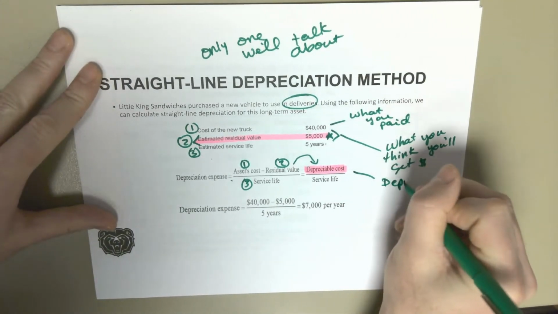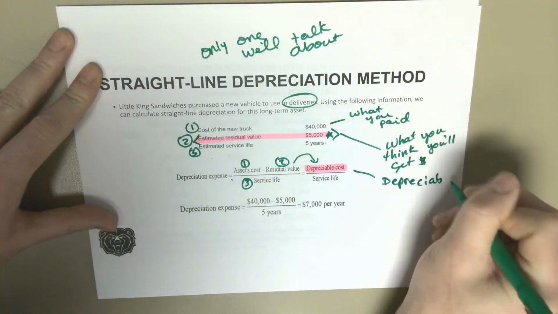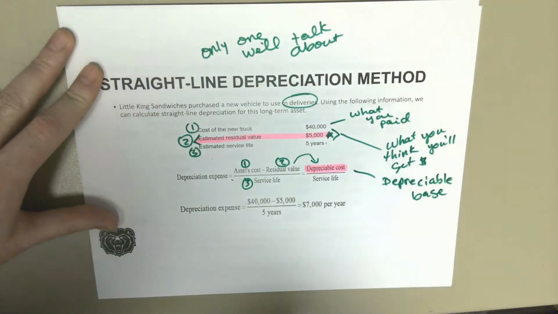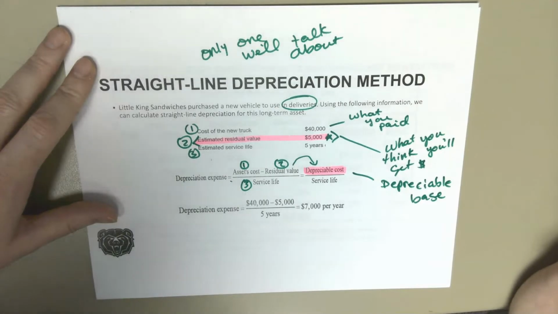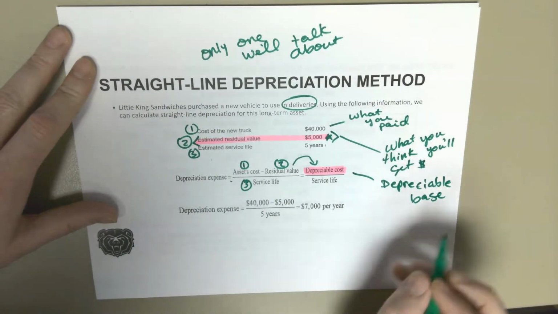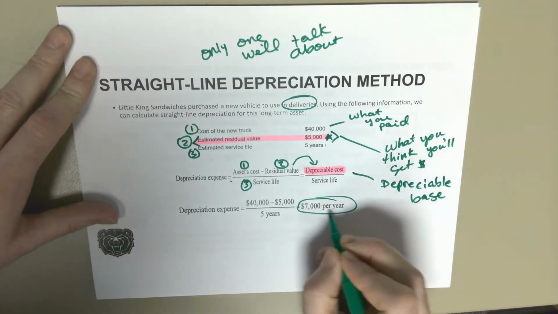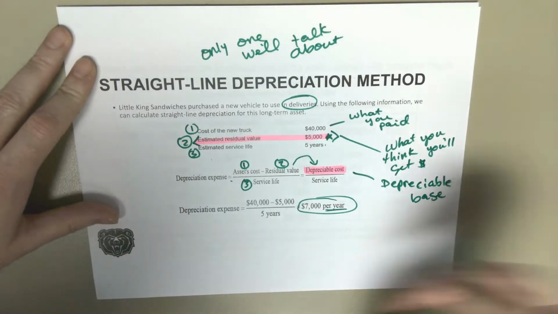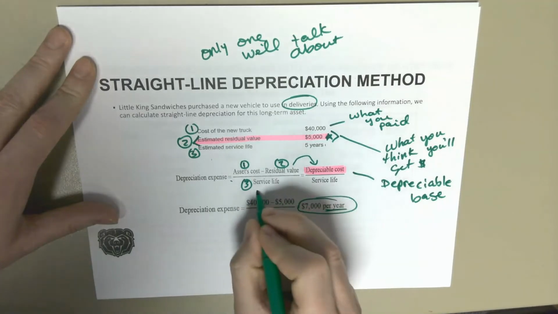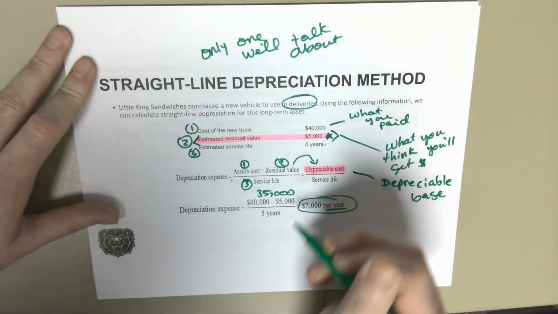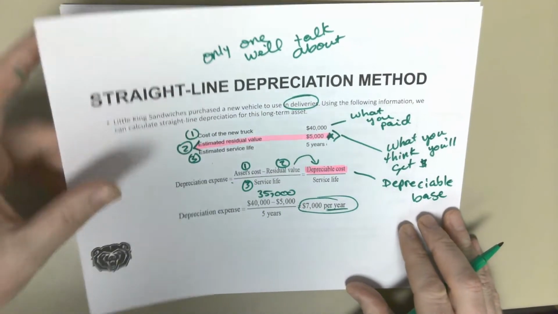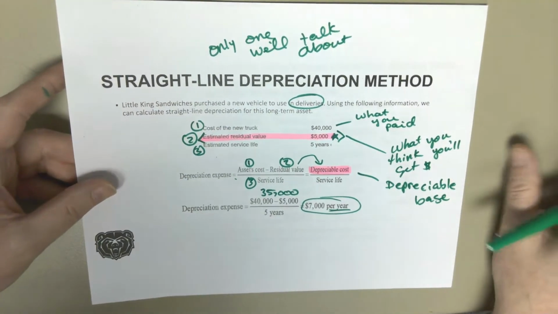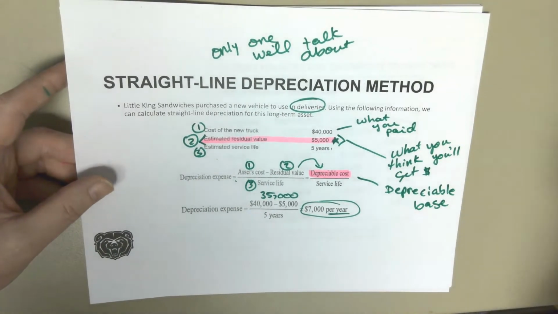You'll also hear it called depreciable base. That's typically how I refer to it. It's just the cost of your asset, what you paid for it, less what you think you'll get for it when you sell it. Okay? Divide that by your service life, and that gives you your depreciation expense per year. Right? This is per year. So 40,000 minus 5,000 is 35,000. 35,000 divided by 5 is $7,000 per year that you will recognize as an expense. Okay, you will depreciate this particular asset by $7,000 per year.